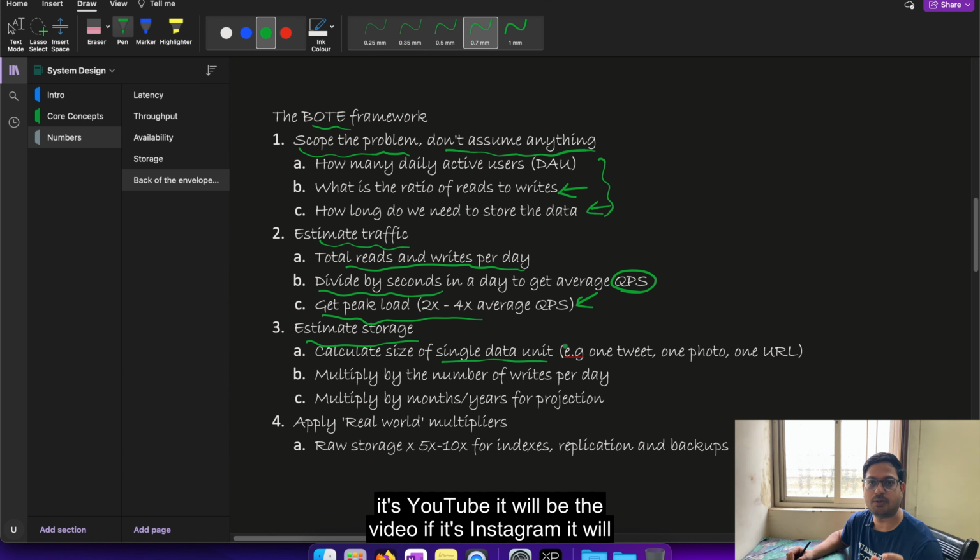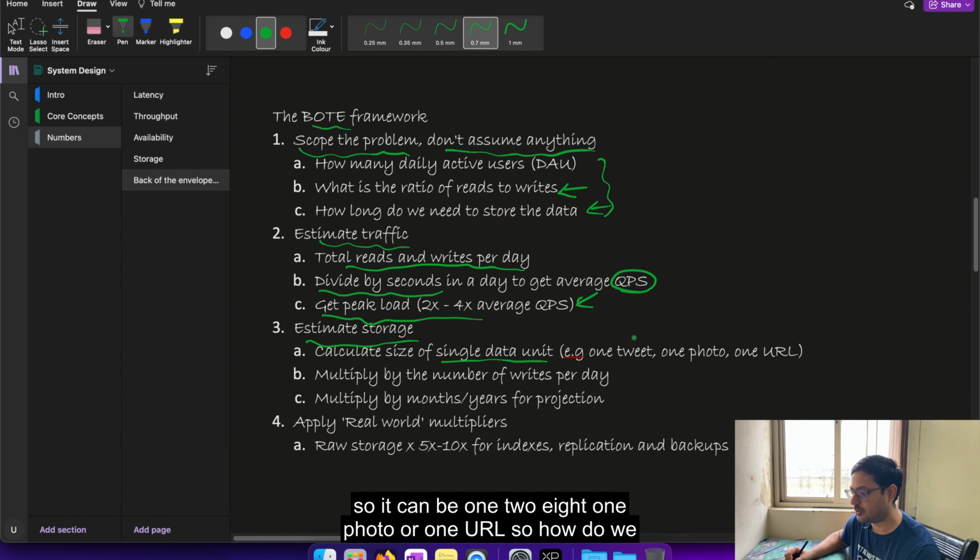If it's YouTube, it will be the video. If it's Instagram, it will be the photo. And if it's a tiny URL problem, it will be the URL, and so on, right? So what is the minimum data size that is required to hold this particular unit is what we are looking for. So it can be one tweet, one photo, or one URL. So how do we get the size of this single data unit?